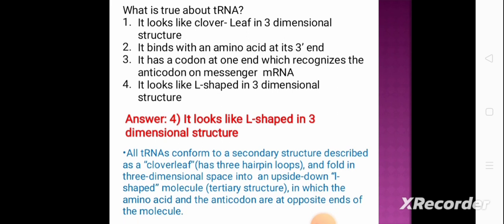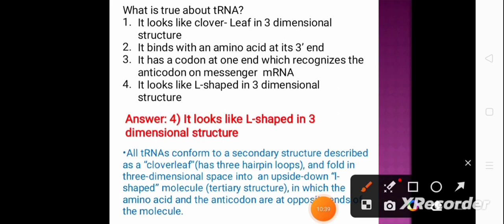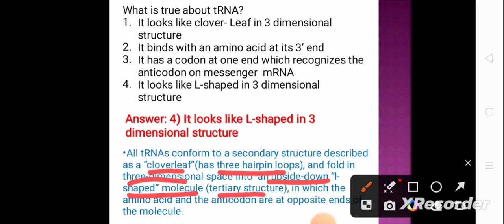All tRNAs form a secondary structure that is described as a clover leaf, and this clover leaf structure has 3 hairpin loops. It is folded in three-dimensional space into an upside-down L-shaped molecule, that is the tertiary structure, in which the amino acid and anticodon are at opposite ends of the molecule.